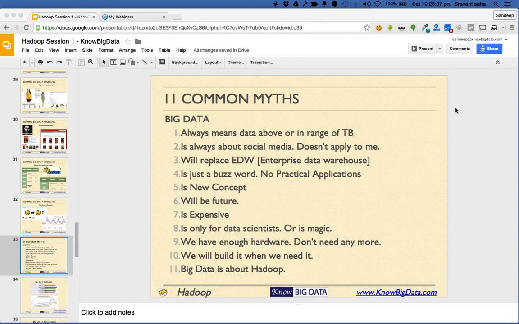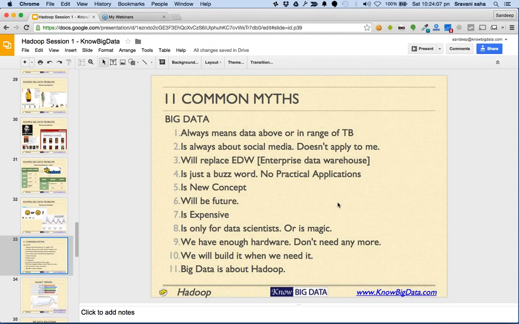It will replace enterprise data warehouse, EDW. No, it will not replace. They will coexist. Okay. And some part of the enterprise data warehousing techniques will absorb the new set of technology. Is a buzzword. There is no practical application. All right.